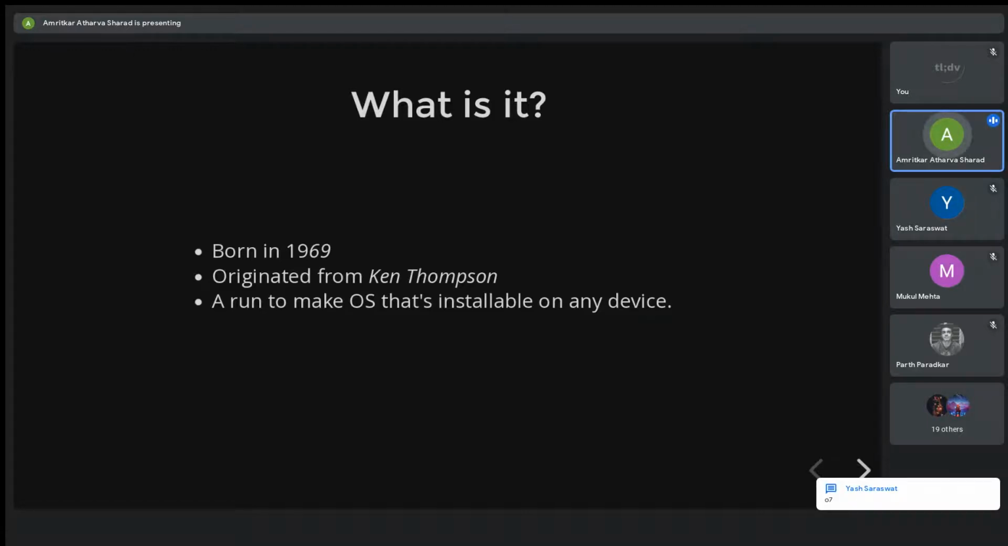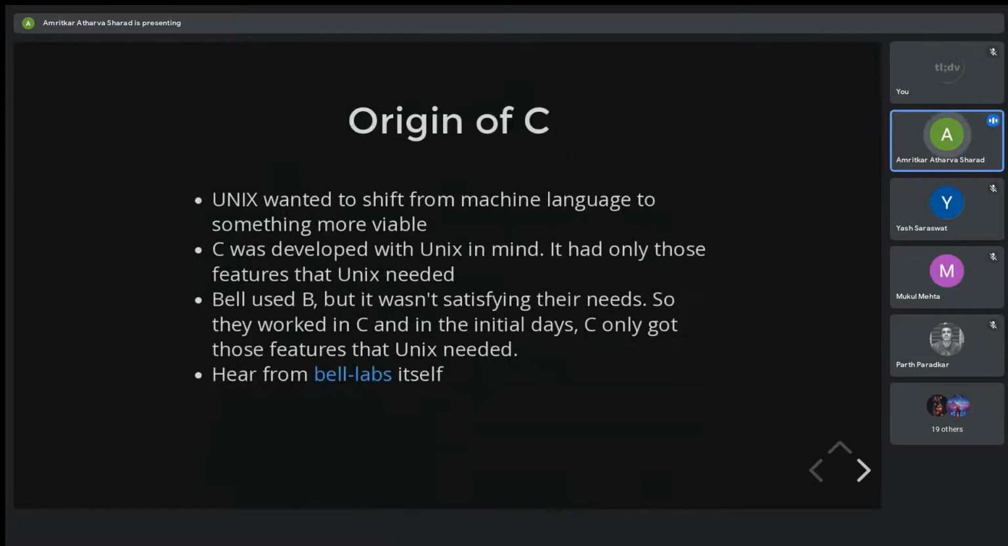And during this, one amazing language came into existence, and that was C. Like, they initially started with B.